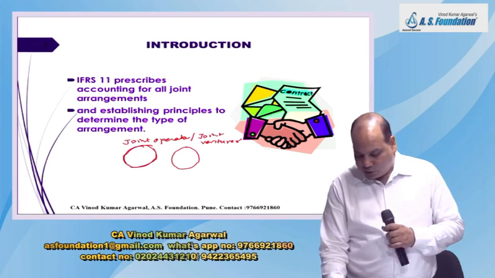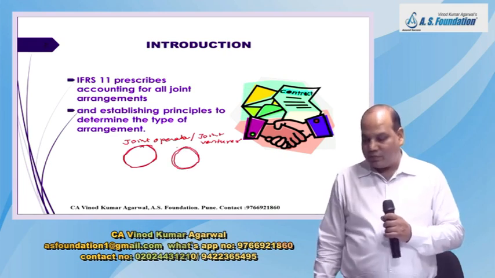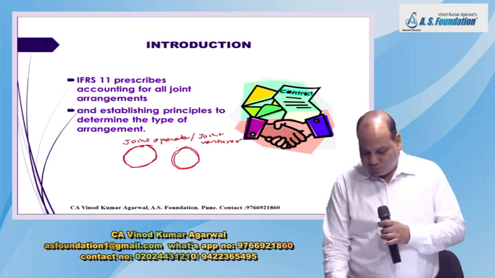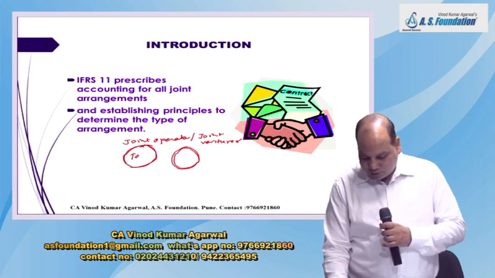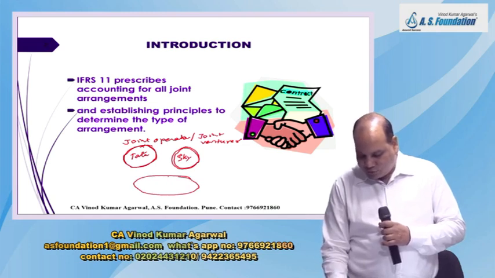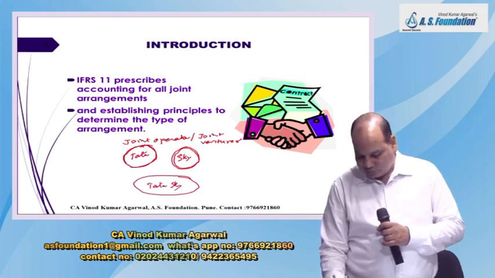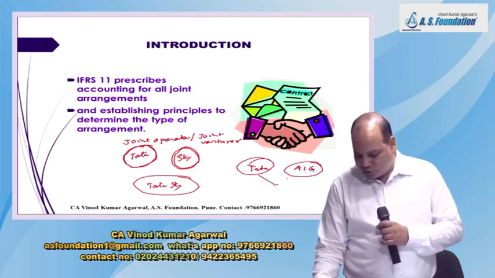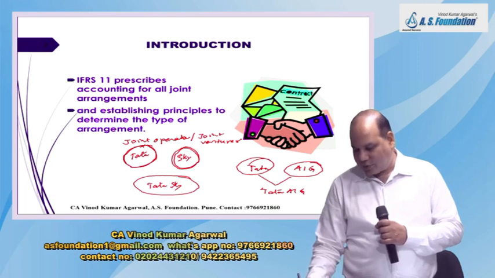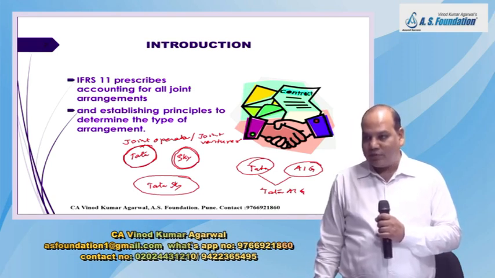Joint venture is a very common form of business nowadays. Wherever you see around you, many companies come together to do business. For example, Tata Group and Sky. So, what is this joint venture known as? Tata Sky. Or Tata and AIG, an insurance company. They have formed an insurance company, Tata AIG, right? Bharti AXA.